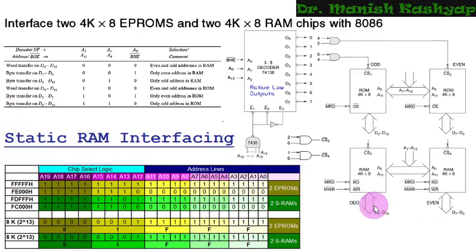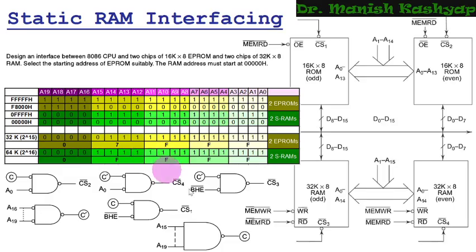Now, let us quickly have a look at another example of still interfacing a static RAM, right? So this is another example. The difference between the previous example and this example is that here you won't be able to interface memory in two consecutive locations. You have to keep some gap between them. So for the gap, we are going to discuss what to do.